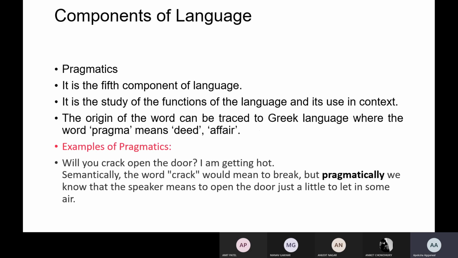Then we have pragmatics. Pragmatics is when I'm using a set of words, but it is conveying a different meaning. "Will you crack open the door?" is the example. I'm not asking someone to actually crack that door. I'm asking them to open that door, to let some air in, right? So whatever the words are literally saying is different. It is just an idiom, or some set of words used together to convey a particular meaning. That is pragmatics.